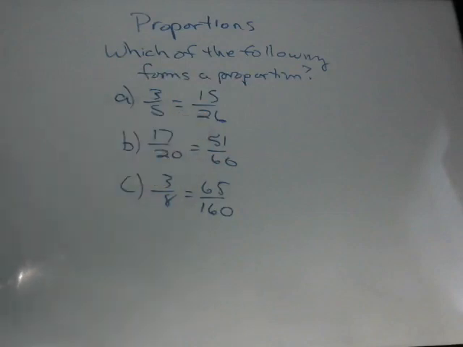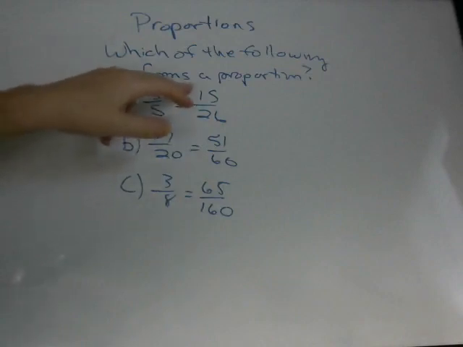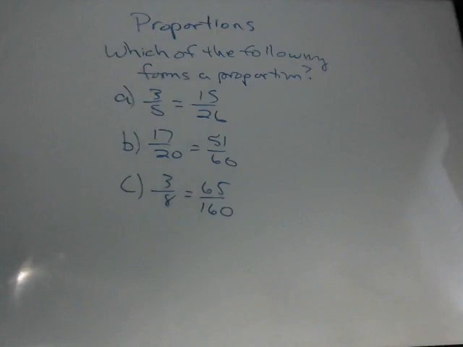So in a proportion, by definition, the two ratios, or the two fractions as we have them written here, have to be equal. So the answer is going to be, when is this true? When are these two fractions equal? If you don't know how to do that, you need to watch the video on comparing fractions. So there's a couple of ways to do it. One is just to do a division using your calculator, 3 divided by 5 and then 15 divided by 26, and see if you get the same answer.